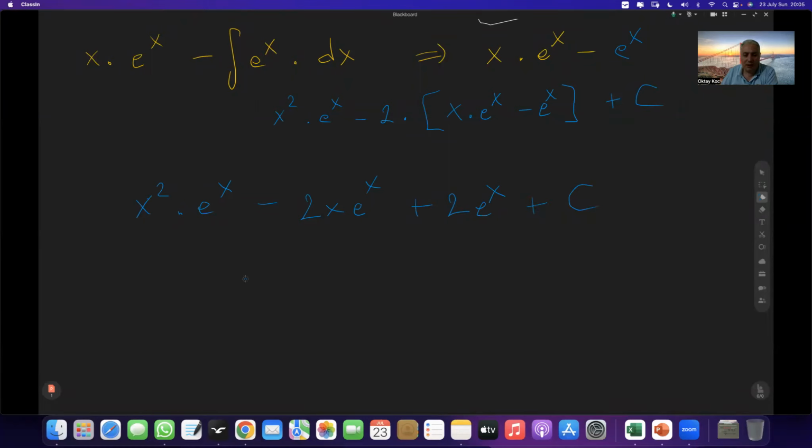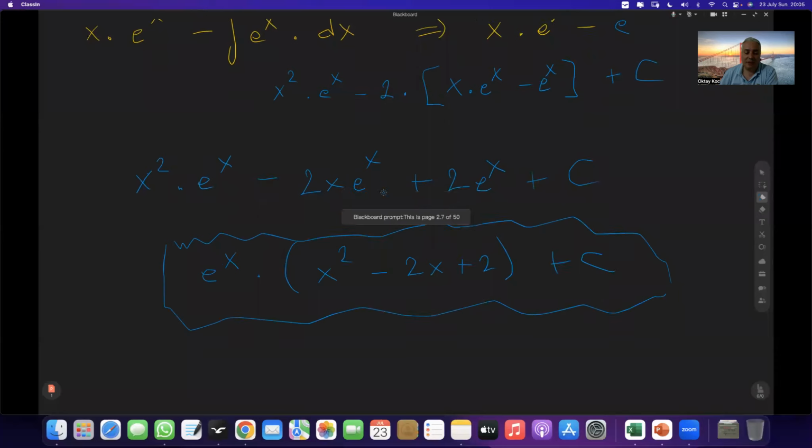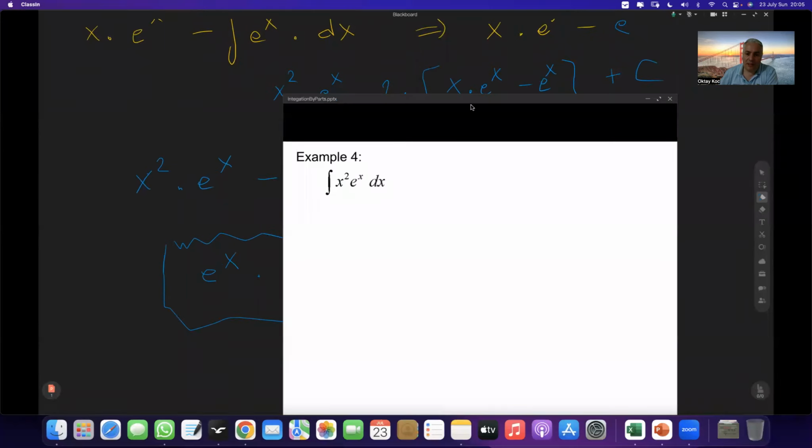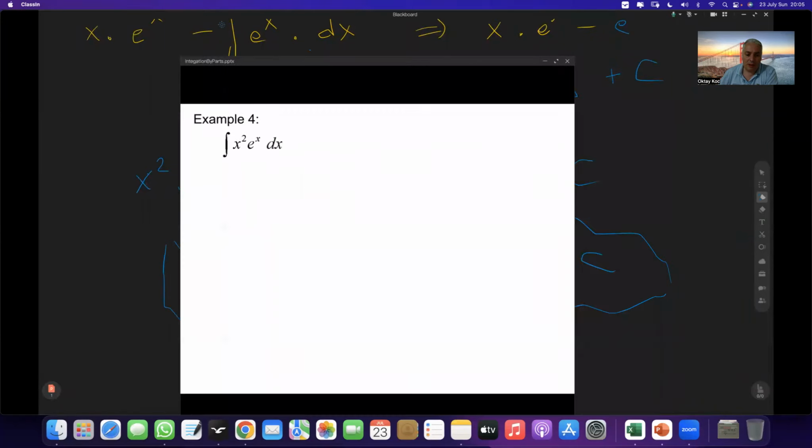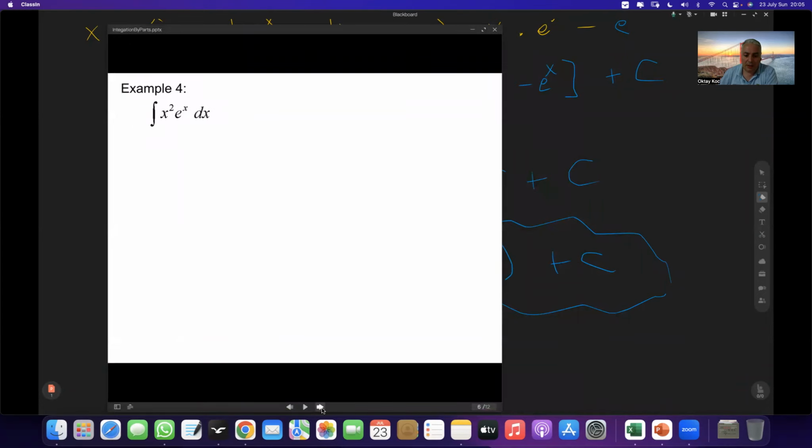And after this step, what can I say? If I take e to the power of x common, in parentheses, x squared minus 2x plus 2, plus c. That's it. This is the answer of my question. So in this question, what did we see? We can apply integration by parts again and again when the conditions are satisfied. We may continue, but since this is a demo lesson, I may stop here.